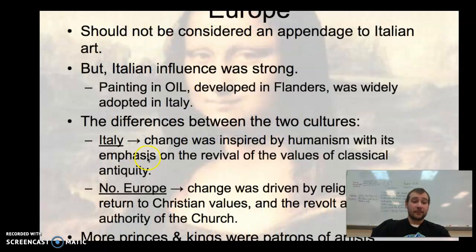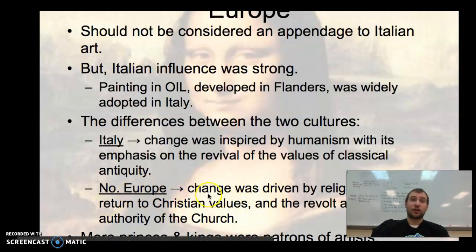All right, so here we go. Northern art should not be considered an appendage to Italian art, but there is Italian influence. Painting in oil, which was developed in Flanders, was widely adopted in Italy. So Flanders is in France. The difference between the two cultures: in Italy, change was inspired by humanism, with its emphasis on the revival of the values of the classics. In Northern Europe, change was driven by religious reform, the return to Christian values, and the revolt against the authority of the church. And that comes with the Reformation. So we'll talk about the Reformation later on.